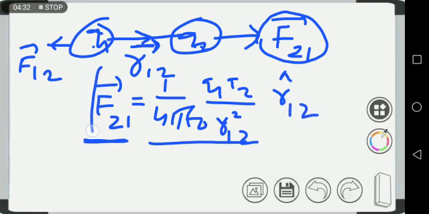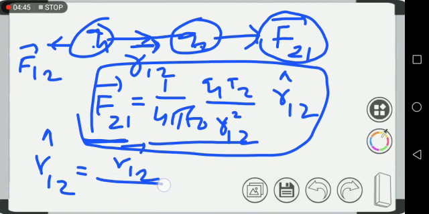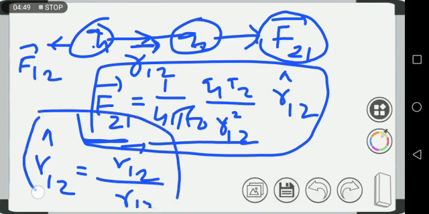This is the vectorial form of Coulomb's force. We can substitute the unit vector r12 cap as r12 vector divided by r12, because a unit vector is written as the whole vector divided by its magnitude. So I am explaining once again.